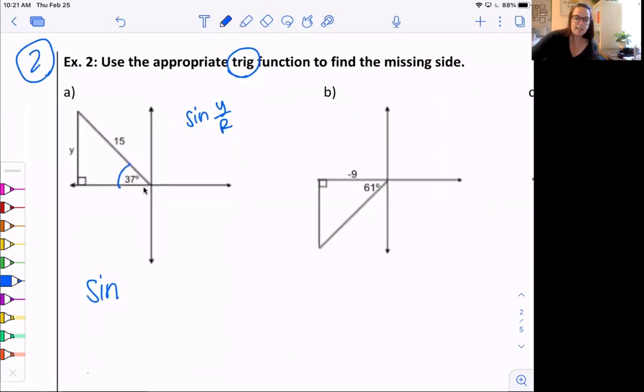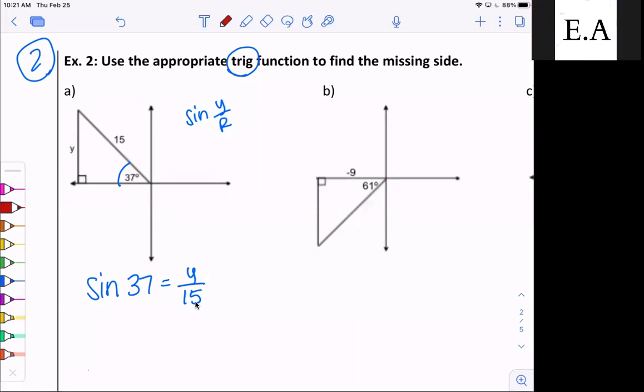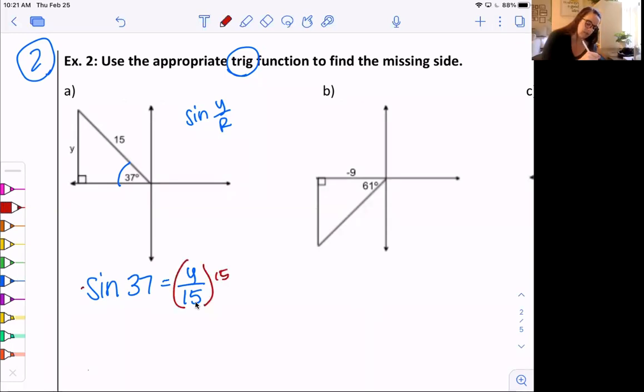So I have sine of an angle. Sine, remember, always comes with an angle. So the angle I'm going to use is 37. And then just like we used to do with SOHCAHTOA, we're going to write the fraction. The y is going to go on top because it's y over r, which in this case is 15. Eric, if I have y divided by 15, how do I get y by itself? Multiply both sides by 15. Perfect. So I have 15 times sine 37.